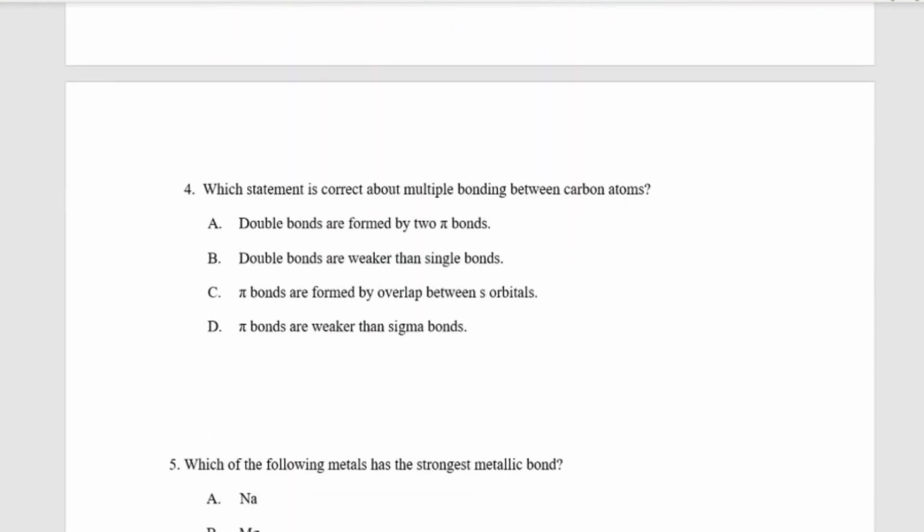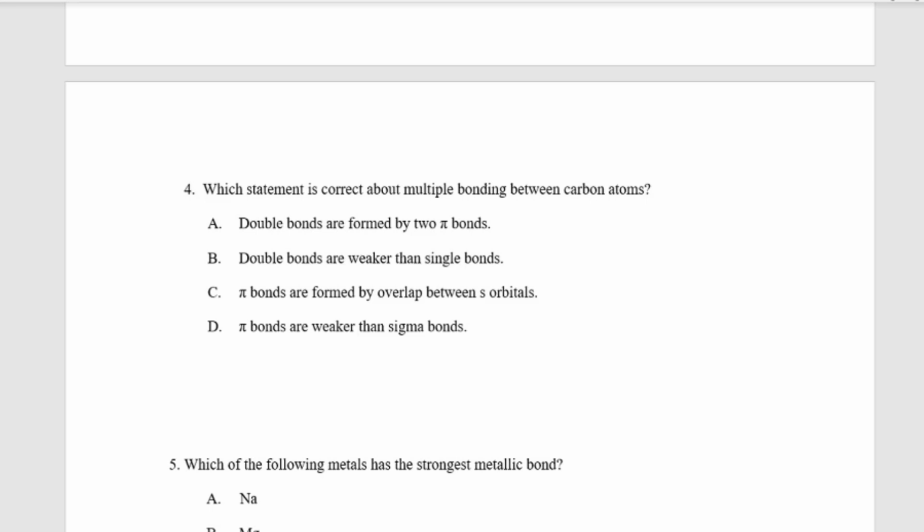Question 4 says, which statement is correct about multiple bonding between carbon atoms? A. Double bonds are formed by 2 pi bonds. That's not correct. Double bonds are formed by 1 pi bond and 1 sigma bond. B. Double bonds are weaker than single bonds. That's not correct either, because double bonds are stronger than single bonds, because double bonds have a sigma and a pi bond, and the single bond has only a sigma bond.